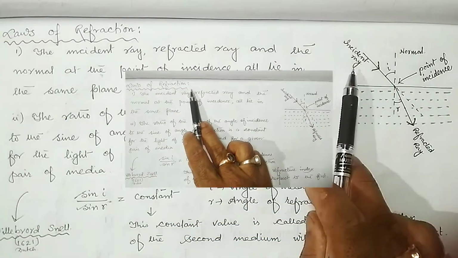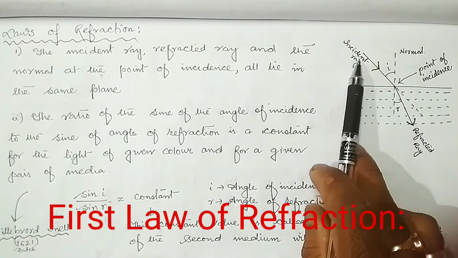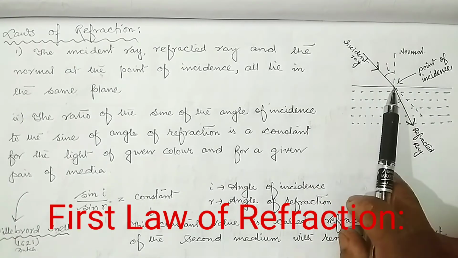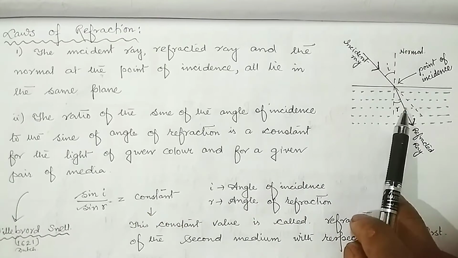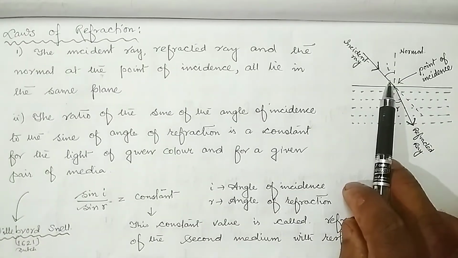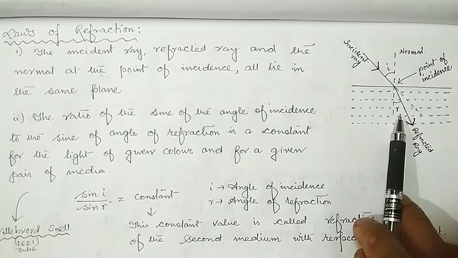Laws of refraction. According to the first law of refraction, the incident ray, refracted ray and normal at the point of incidence all lie in the same plane. This law is similar to the first law of reflection. This angle is called the angle of incidence and this angle is called the angle of refraction.